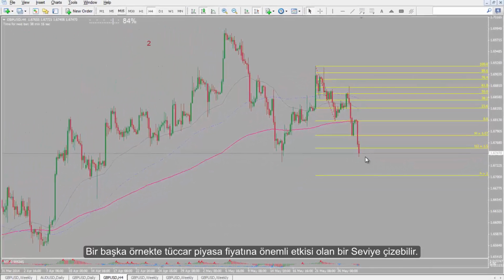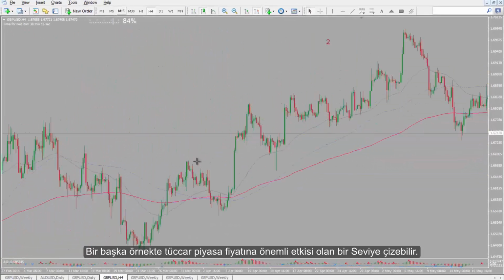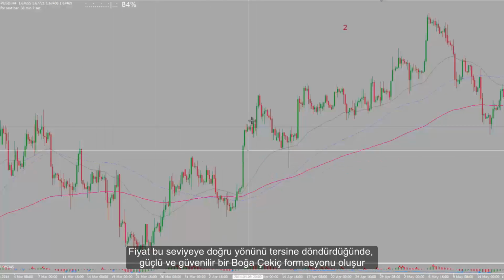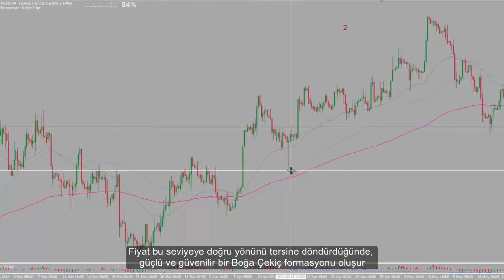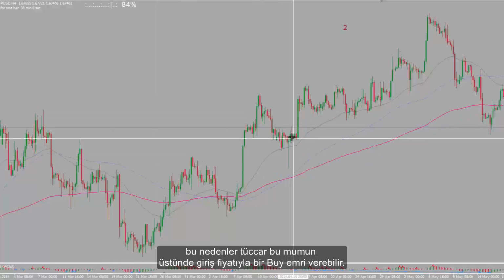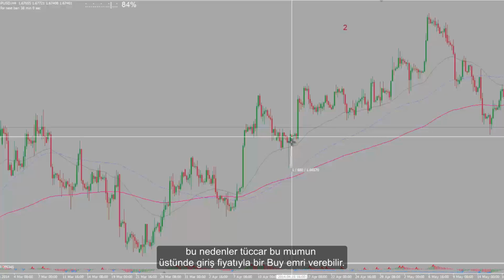In another example, a trader can draw a level which had remarkable effects on market price. After price reverses direction towards this level, a powerful and reliable bullish hammer has formed. Thus, a trader could place a buy order with entry price over this candle.